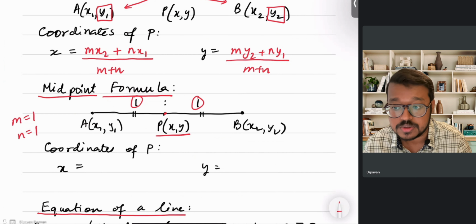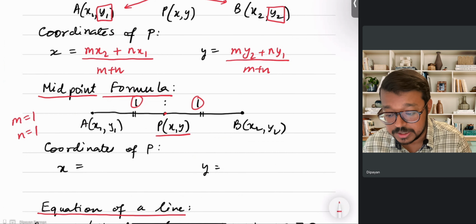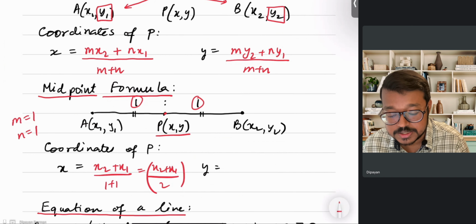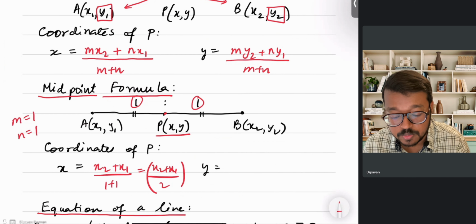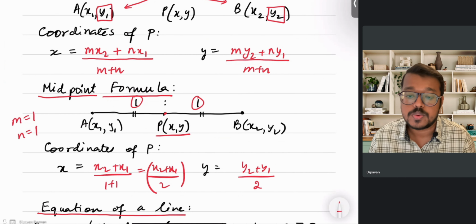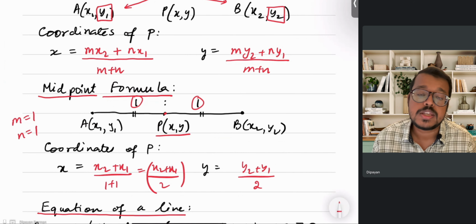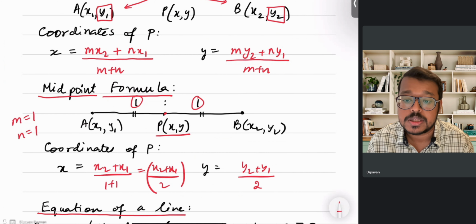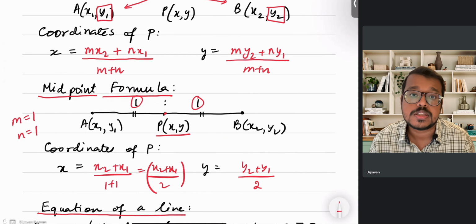If I substitute that, the x coordinate of point P will become x2 plus x1 divided by 1 plus 1, which is the same as x2 plus x1 by 2. In the same way, the y coordinate will become y2 plus y1 divided by 1 plus 1, that is 2. So we can write it as the sum of the x coordinates by 2, which is also the average of the x coordinates and the average of the y coordinates. That's going to be the coordinate for point P, which is the midpoint of AB.